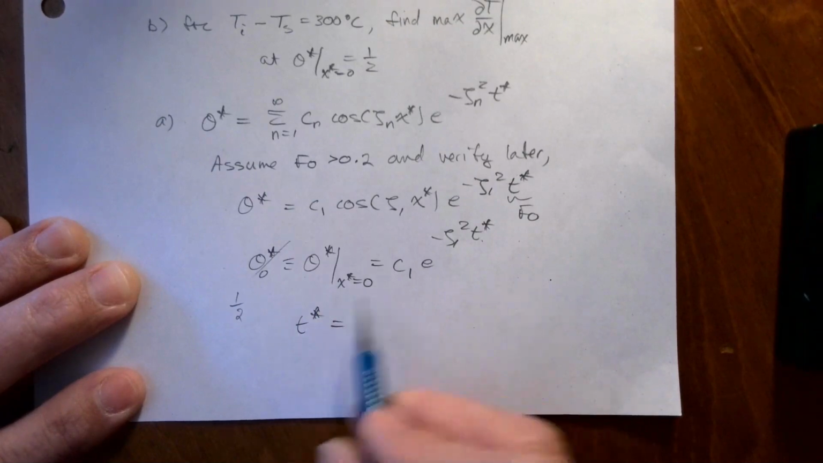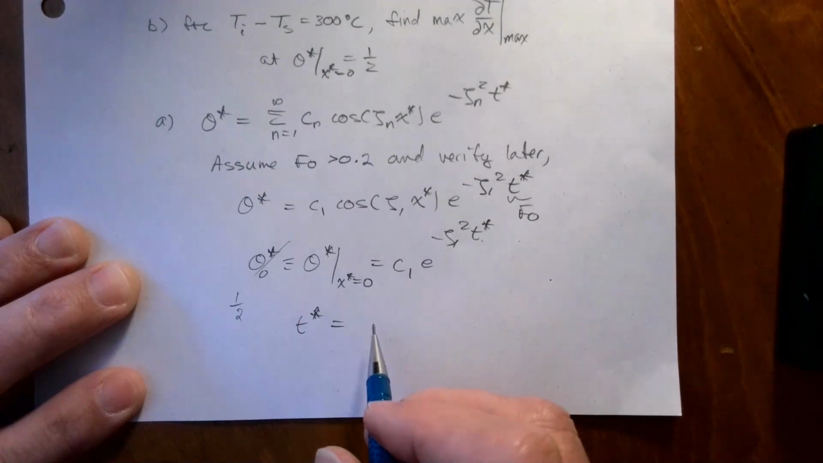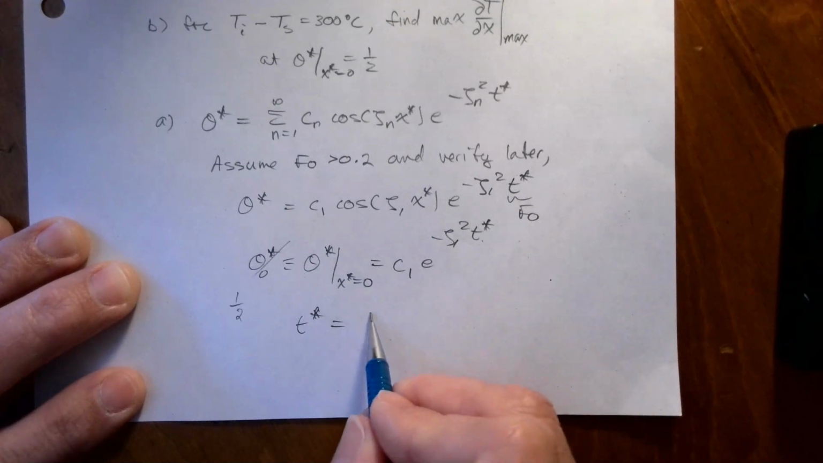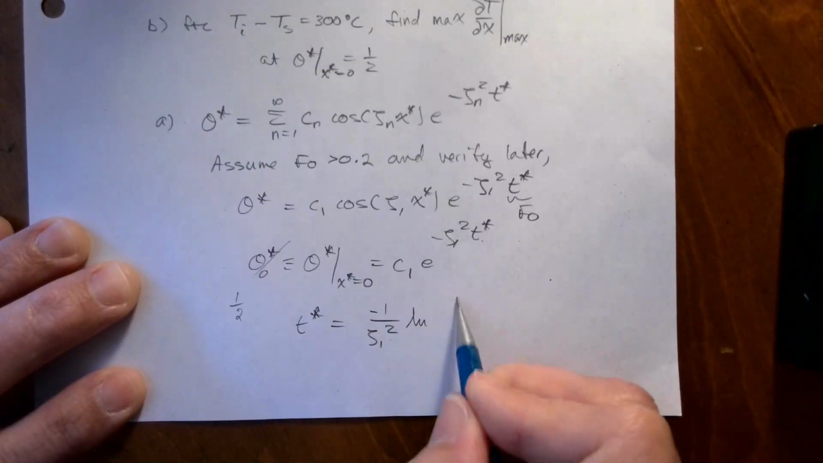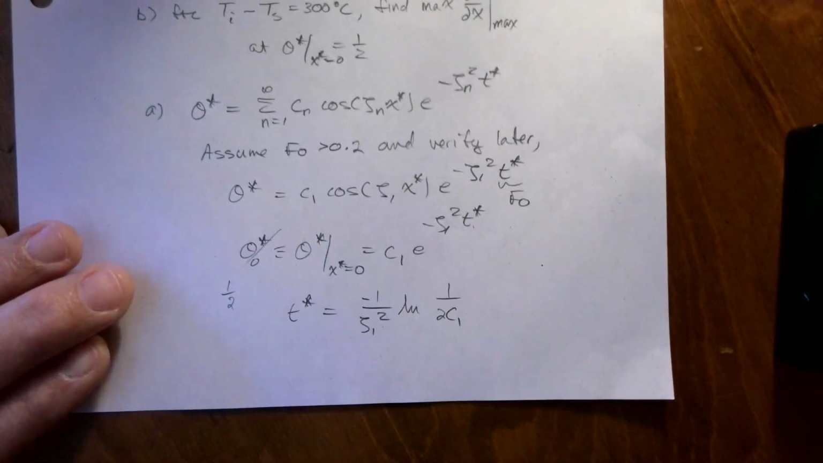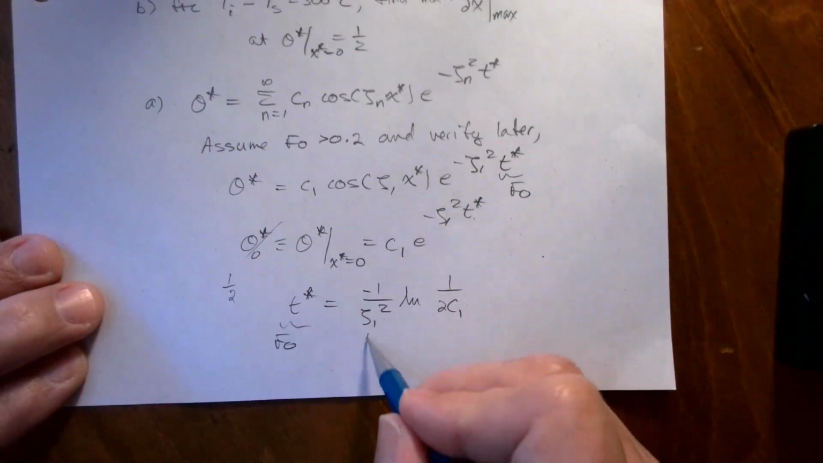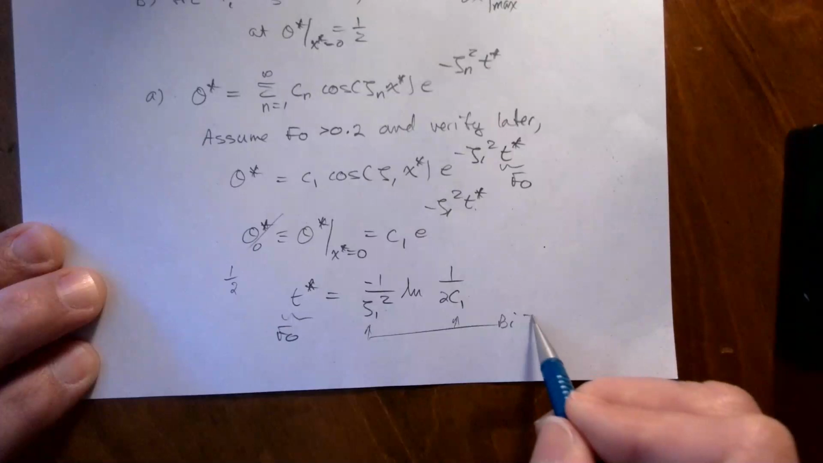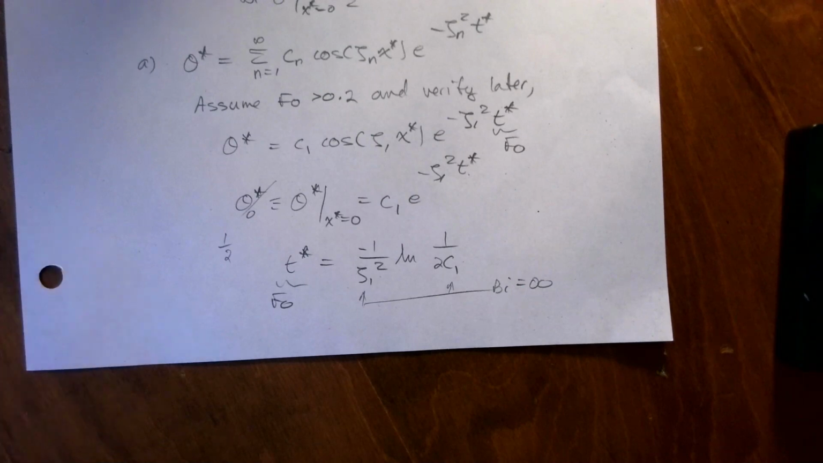T star, if you do the algebra, take this C1 to the other side, then take the natural log, and then divide by minus zeta 1 squared. T star is equal to minus 1 over zeta 1 squared times the natural log of 1 over 2 C1, just doing the algebra. And remember that that is the Fourier number. So now we have to come up with values of C1 and zeta 1 that correspond to a Biot number equal to infinity. So we're going to go to table 5.1.